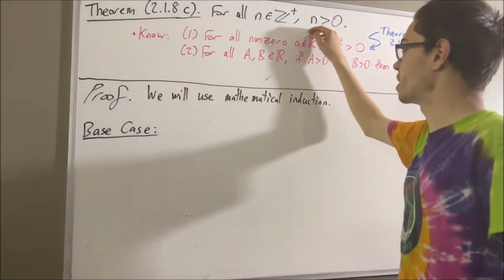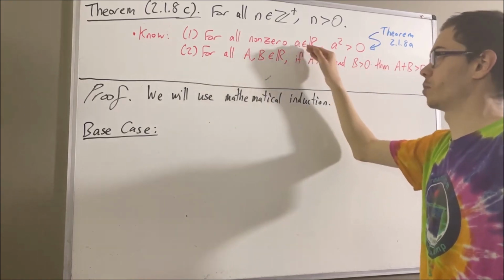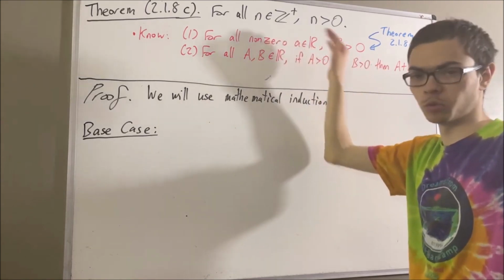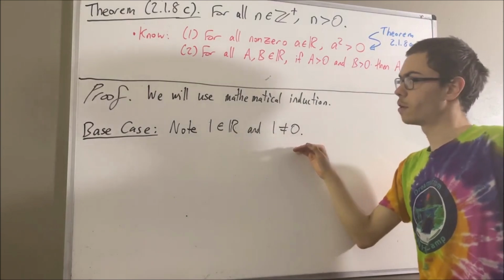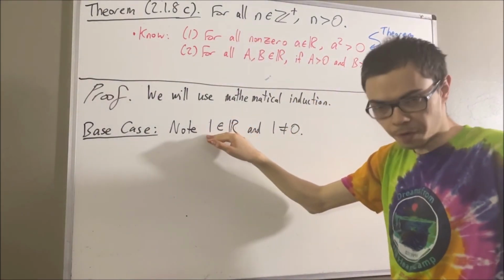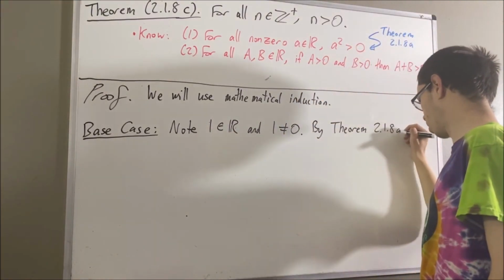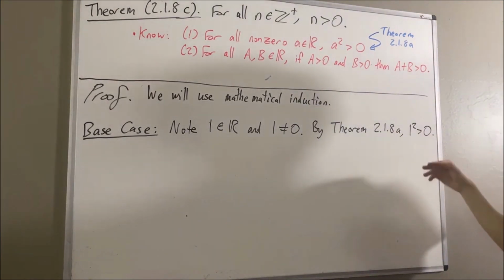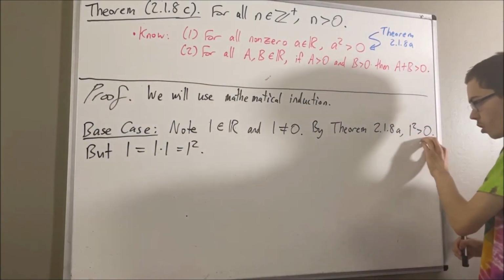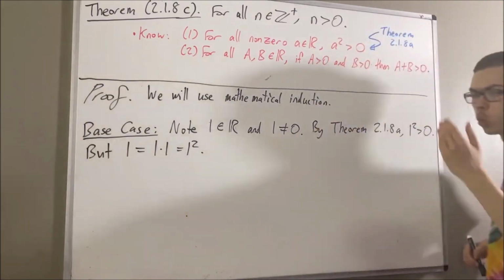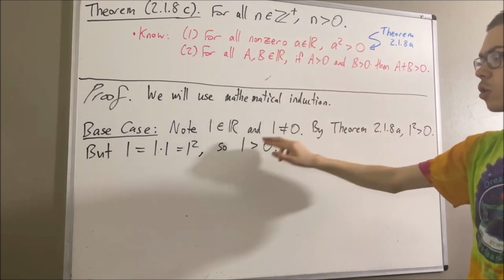To prove that 1 is greater than 0, we're going to apply fact number 1. Now, we know that 1 is a real number, and we know that 1 is not equal to 0. So since 1 is a non-zero real number, fact number 1 applies to 1. So we have that 1 squared is greater than 0. However, 1 is equal to 1 squared. So since 1 squared is greater than 0, and 1 is equal to 1 squared, we have that 1 is greater than 0. So we have proven this statement in the case where n is equal to 1.